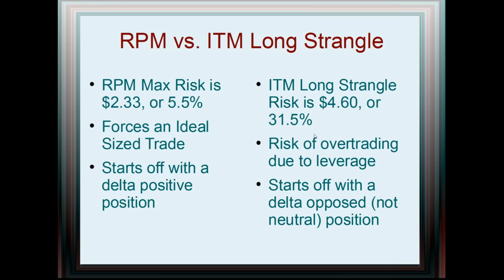With the in-the-money long strangle, you've doubled the risk, but your percentage is extremely high because of leverage. And with leverage comes the risk of overtrading. You start off delta opposed. It's not a neutral position. You need a wide swing, maybe an 8 to 10% gain over that first 30 to 40-day time period or so in order to start realizing a profit, because the two options are fighting against each other until one can take over.